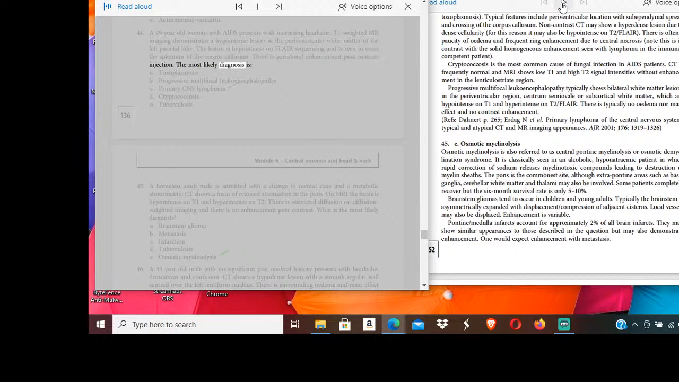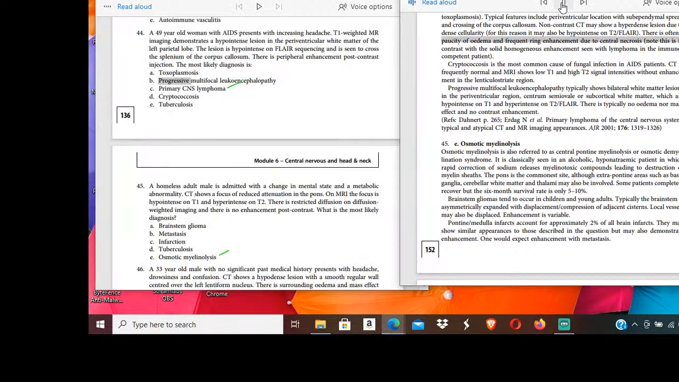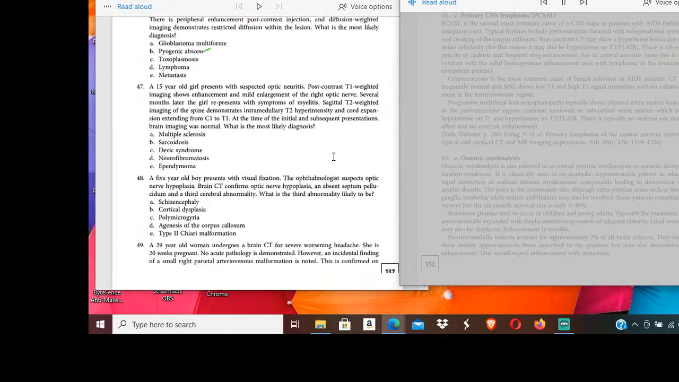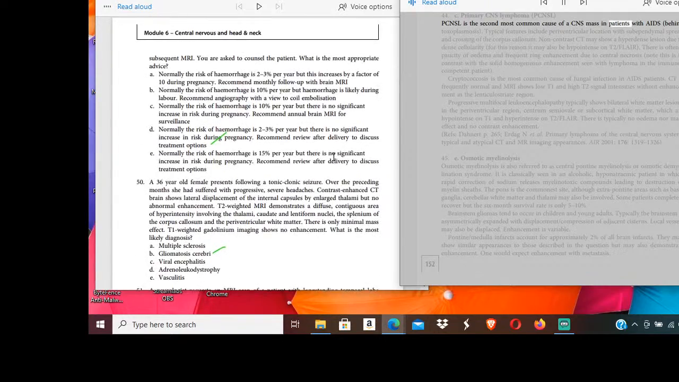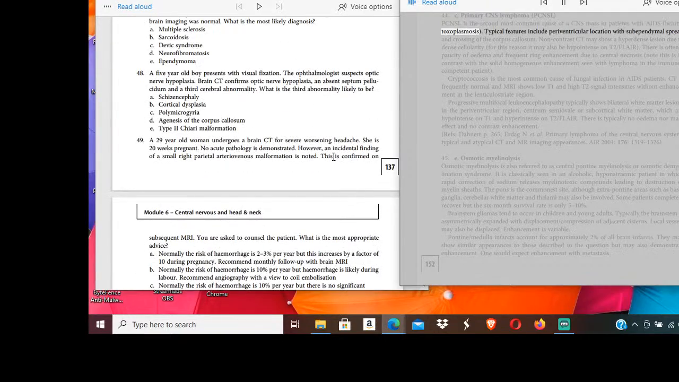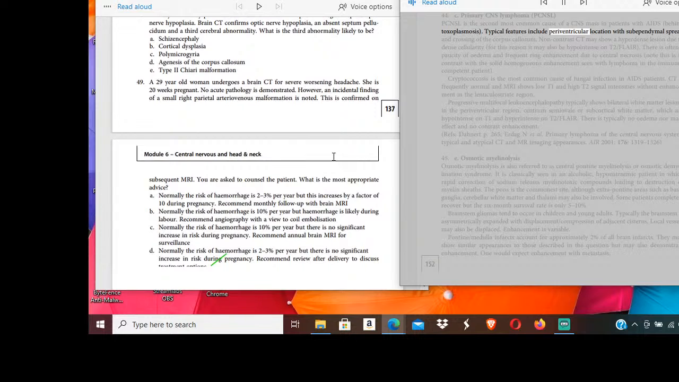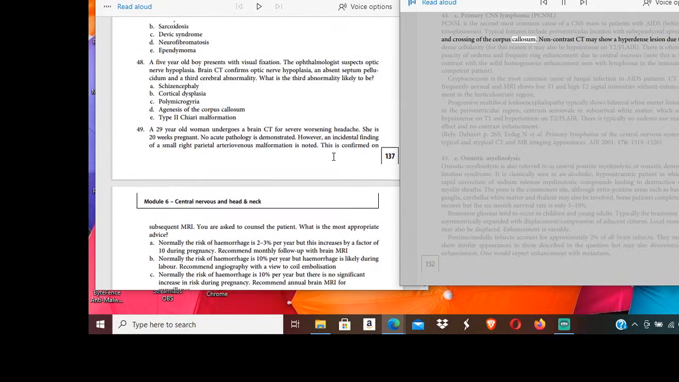The most likely diagnosis is A. Toxoplasmosis, B. 44. C. Primary CNS lymphoma, PCNSL. PCNSL is the second most common cause of a CNS mass in patients with AIDS, behind toxoplasmosis. Typical features include periventricular location with subependymal spread and crossing of the corpus callosum.